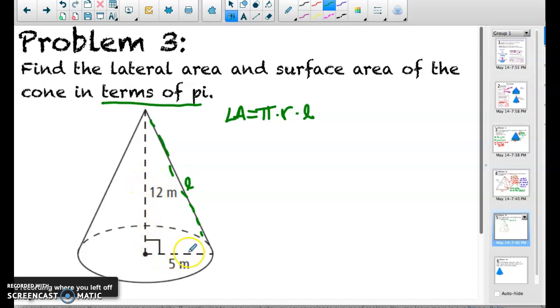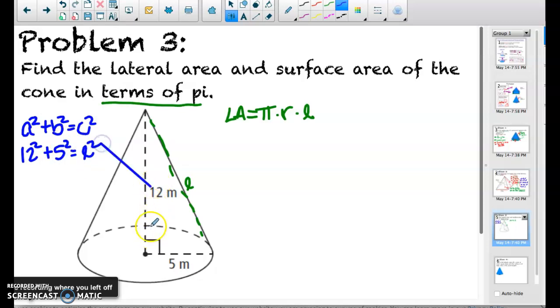Now keep in mind we have a right triangle just like in the last problem, and we can solve for that slant height using our Pythagorean theorem. So I am going to write out my Pythagorean theorem over here. A squared plus b squared is equal to c squared. So my a and my b, those are the 12 and the 5. 12 squared plus 5 squared is equal to that slant height squared.